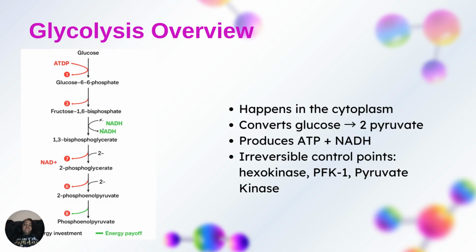As you can see in the image, the cell invests ATP to prepare glucose for breakdown. This is spending money to make money. Later, the pathway pays off with a net gain of two ATP molecules and two NADH molecules.